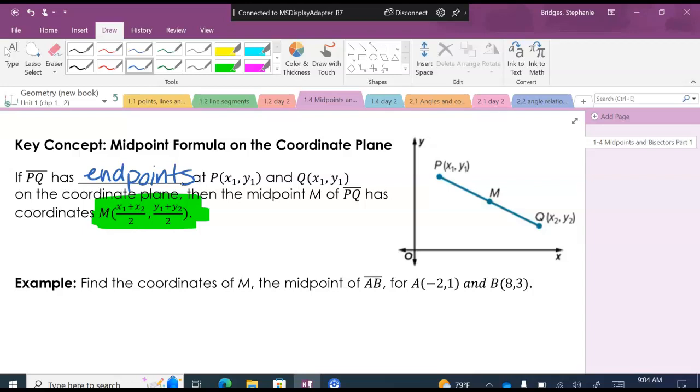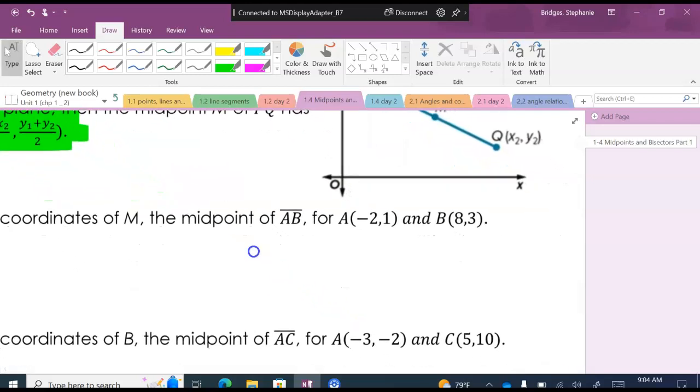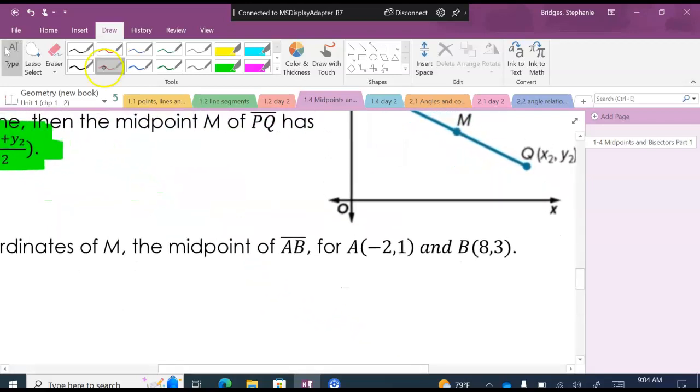So let's start with the next example. It says we want to find the coordinates of M, which is the midpoint of segment AB. What are the 2 values for A, the x and y for A? -2 and 1. And what about for B? 8 and 3. So what I do to help myself stay organized is I label point A as my x1 and y1. I label my point B as my x2 and my y2.